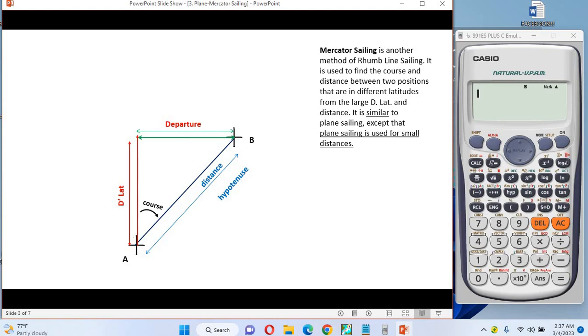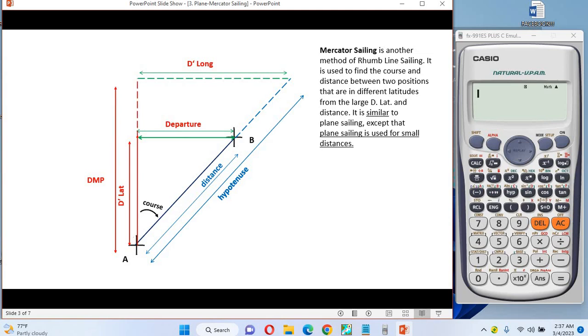Since it is large distances and this is Mercator sailing, from plane sailing we extend, since this is large, extend. So there you go. And then change the word departure into D-long and change the dlat into DMP, and the distance stays the same. Okay, so enter the dragon, the SOH CAH TOA, and then we can derive the formula for the Mercator sailing. Okay, so here we go.